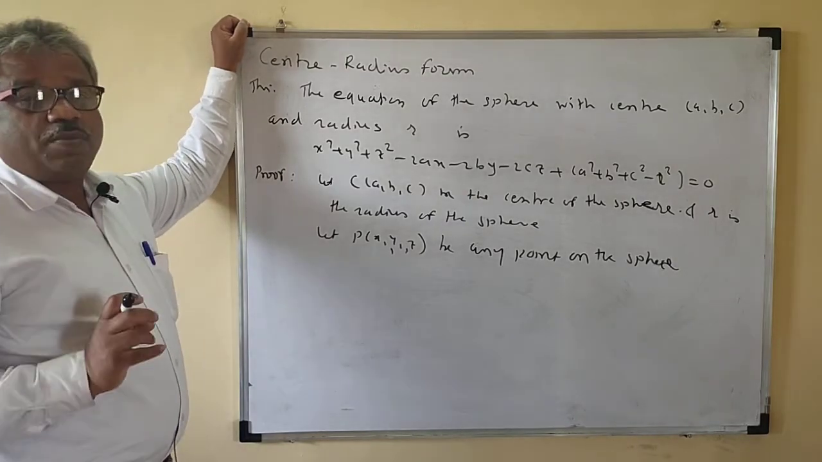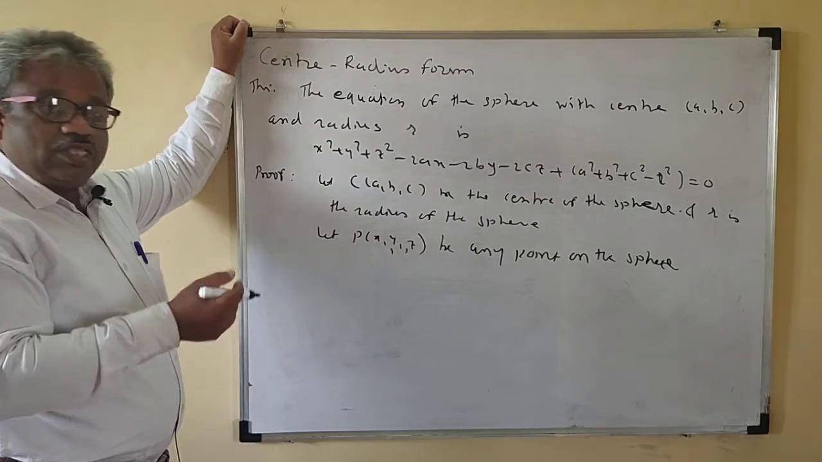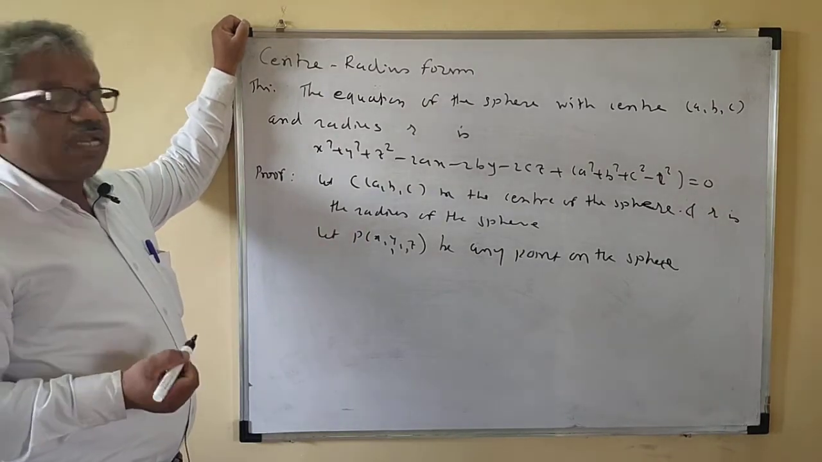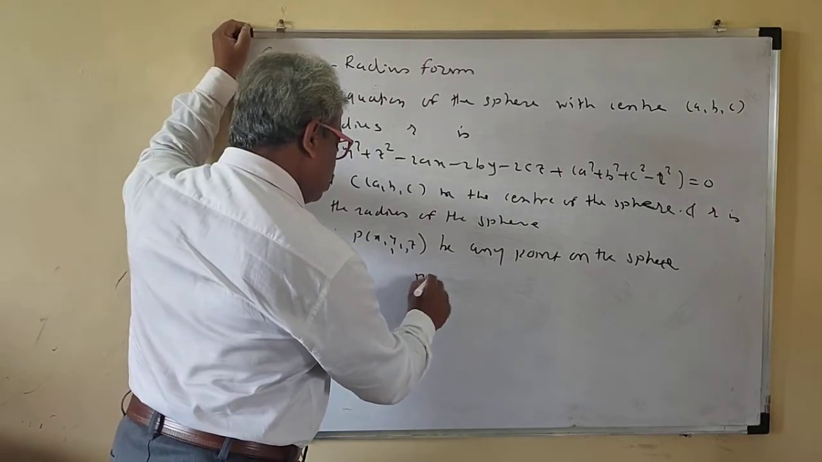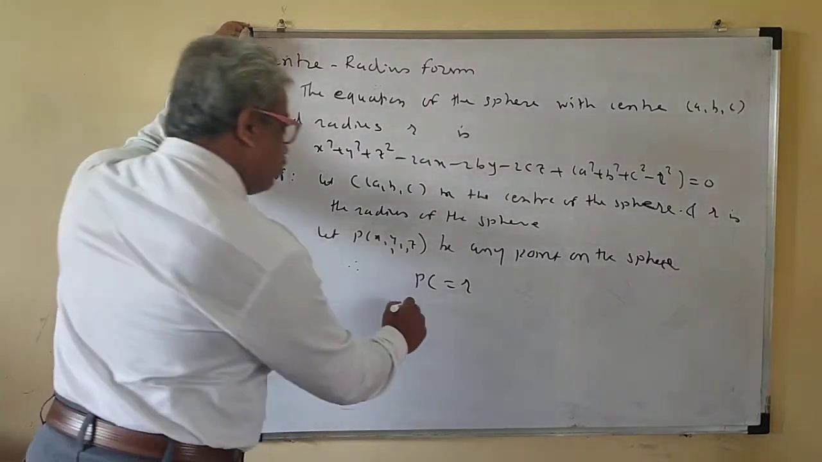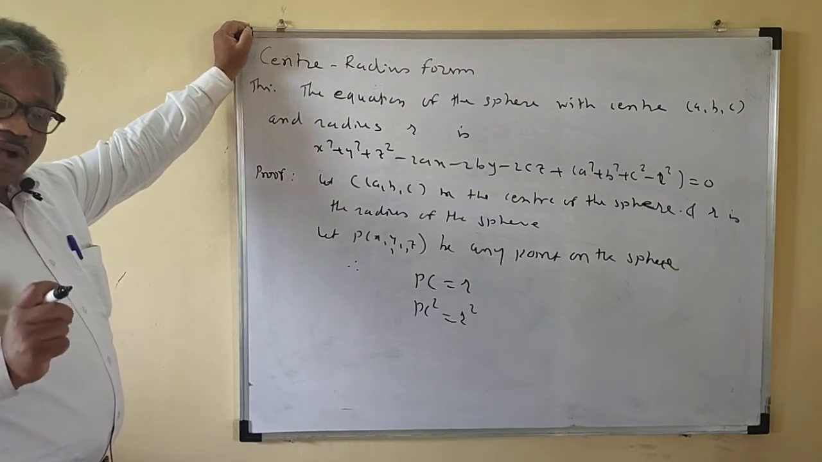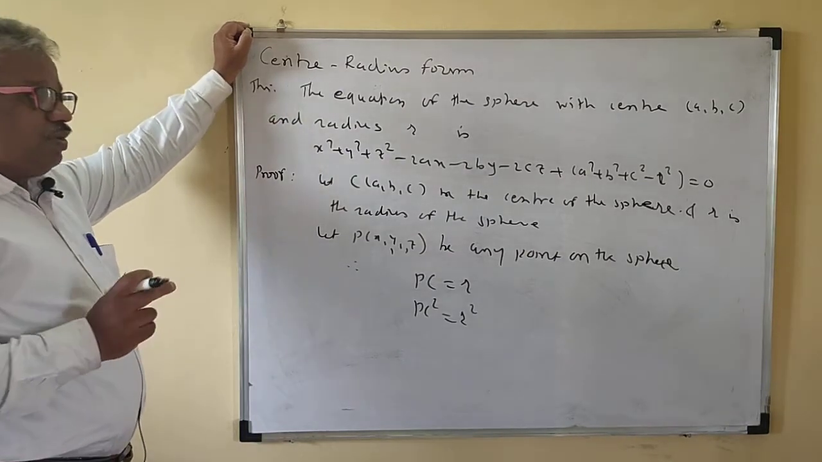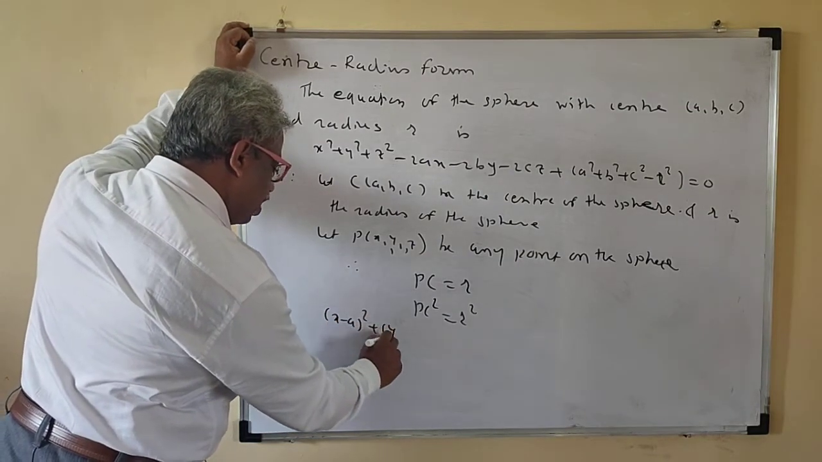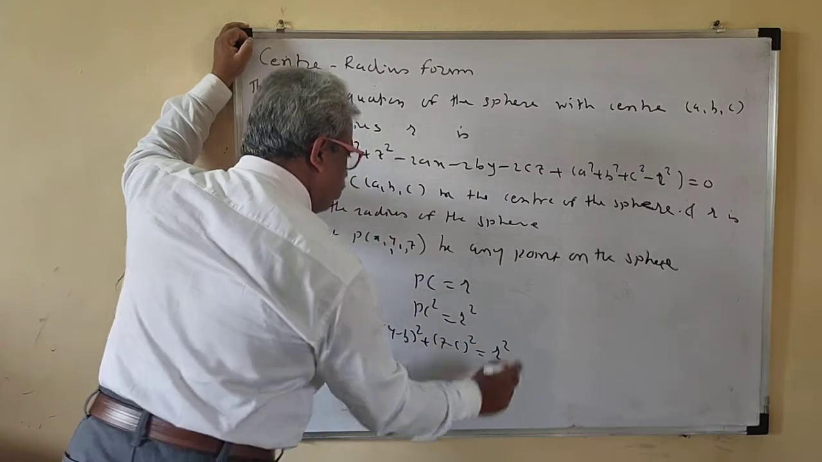Now we apply the geometric condition. P is on the sphere, so it is equidistant from the center. The distance from the center is nothing but the radius of the sphere, so PC is equal to r, therefore PC square is equal to r square. P and C are points and PC is the distance between them, so we apply the distance formula: (x minus a) square plus (y minus b) square plus (z minus c) square is equal to r square.